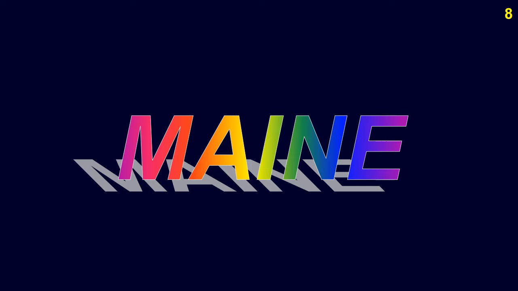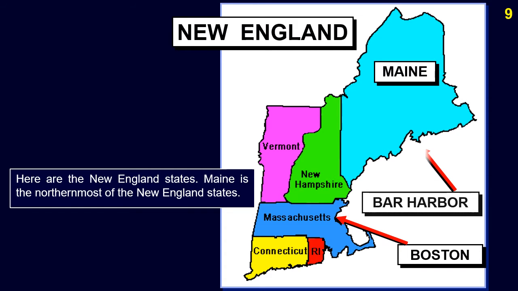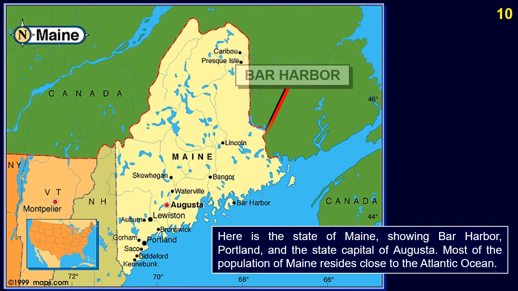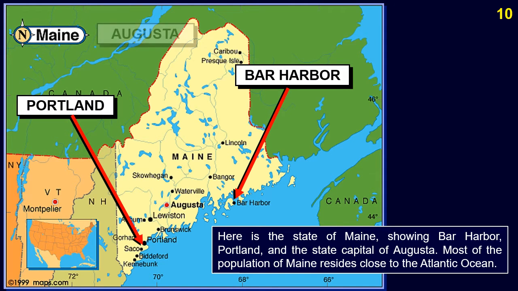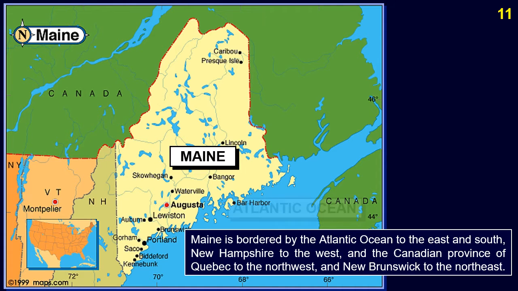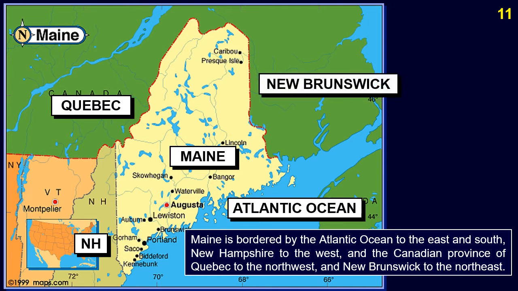Chapter 3. Maine. Here are the New England states. Maine is the northernmost of the New England states. Here is the state of Maine, showing Bar Harbor, Portland, and the state capital of Augusta. Most of the population of Maine resides close to the Atlantic Ocean. Maine is bordered by the Atlantic Ocean to the east and south, New Hampshire to the west, and the Canadian province of Quebec to the northwest, and New Brunswick to the northeast.